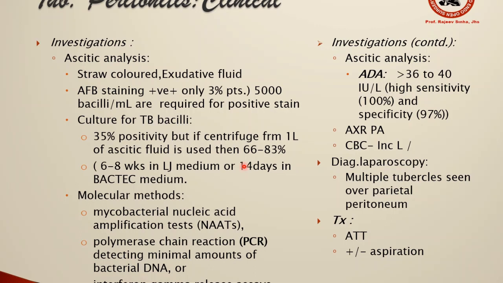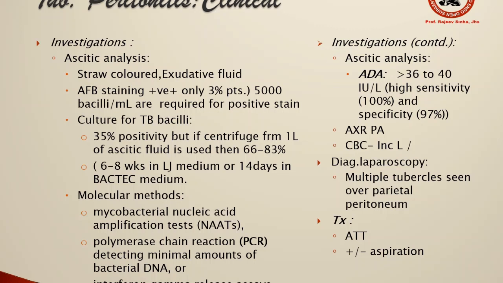The other investigation, which has become the hallmark of ascitic tubercular ascites, is the ADA, and that is more than 36 to 40 international units per liter. Very high sensitivity, very high specificity, 100%, 97%. A plain X-ray may or may not help you. Complete blood count gives you a slight pointer if there is an increase in the lymphocytes in the differential. Diagnostic laparoscopy, multiple tubercles can be seen over the parietal peritoneum. You can take a biopsy, it becomes diagnostic.